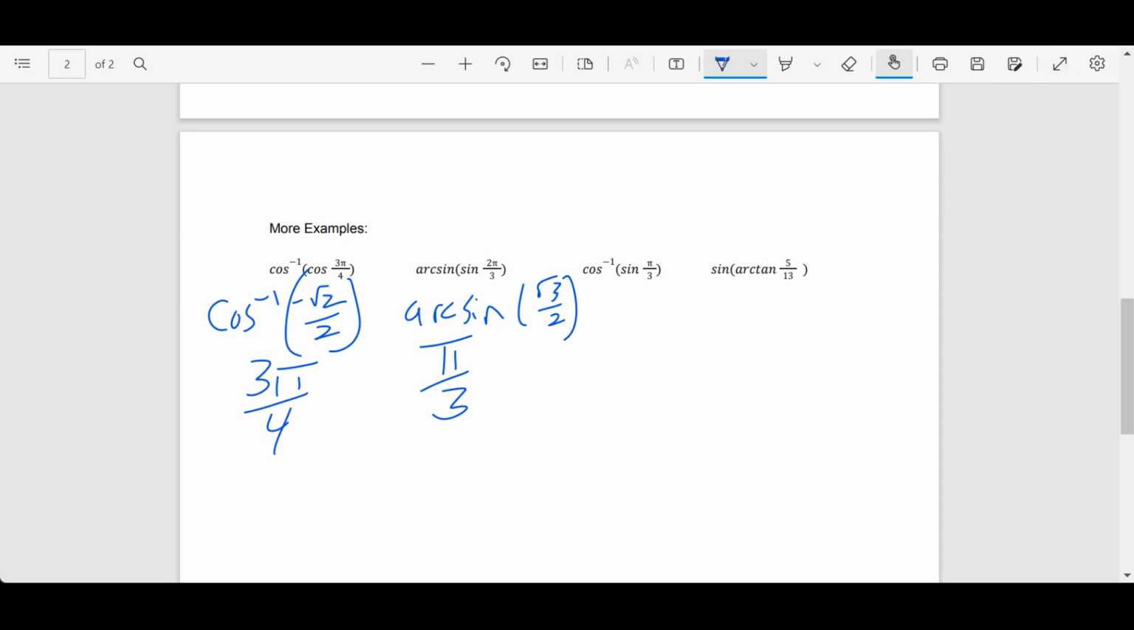Next, we have two different trig functions. That's going to be interesting. So what's sine of pi over 3? Sine of pi over 3 is root 3 over 2. And where is the inverse cosine? Where is that root 3 over 2? It's at pi over 6. Remember, the answer has to be between 0 and pi.